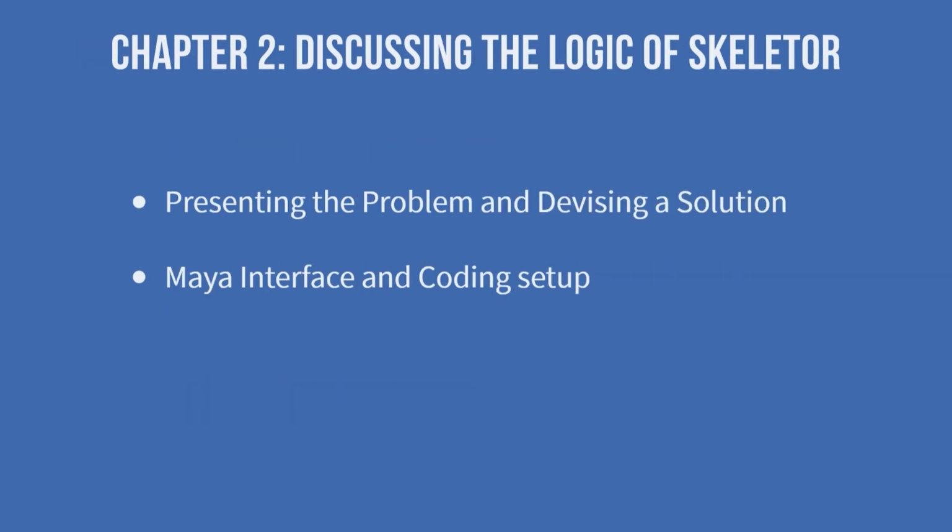Chapter 2 is going to be about discussing the logic of Skeletor. So first, we're going to be presenting the problem and devising a solution. Why do we actually need this coding application called Skeletor? Then we're going to be setting up our Maya interface and coding setup so we can have a productive environment where we can easily move code back and forth.